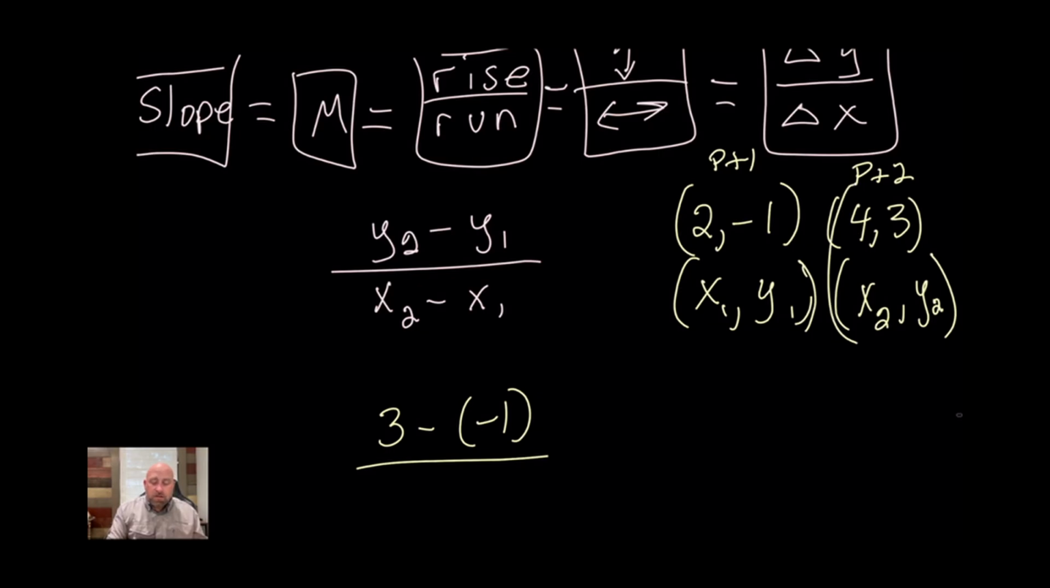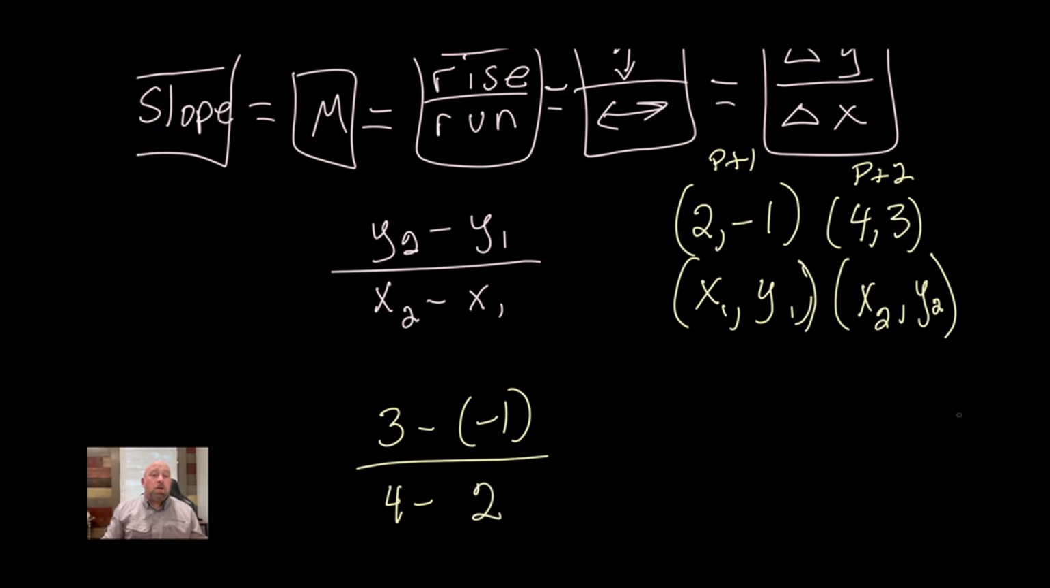And then we have x2, which is 4 minus. Where am I getting this minus sign? I'm getting it from the formula. Okay. So I know this doesn't have a minus sign on it, but my formula has a minus sign. So my next thing is going to be my x1, which is 2.